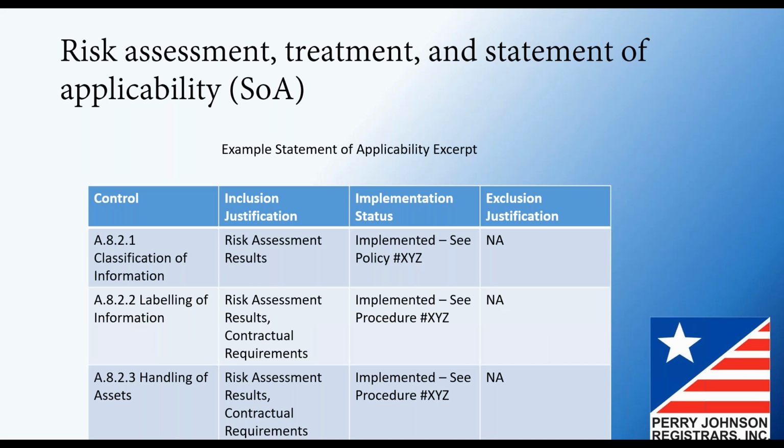So we performed a risk assessment. We found risks that would relate to not having a classification scheme in place. And so we decided to implement it. The implementation status is implemented, and then it also references a policy that actually talks about what that classification scheme is and how it's implemented. So that's a little snippet. And obviously, you would have something similar for every single control in Annex A.